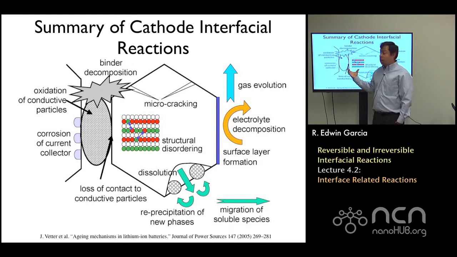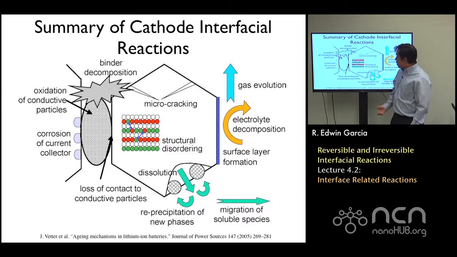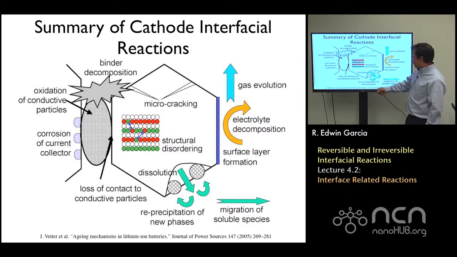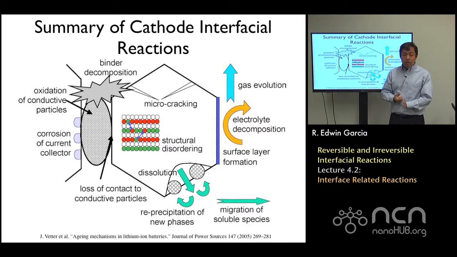Clearly, you want these particles to be in contact with the surroundings. So if the conduction into the particles drops as a result of binder decomposition, that will drop the performance. If you lose contact of your particles with the electrolyte and the conductive phase, that will also lead to a drop in performance. If you reprecipitate or form new phases, that will also lead to a loss in performance. Or if the electrolyte decomposes as a result of reacting with the particles, that will lead to a drop in performance and the formation of gas, which may eventually make your battery fail.